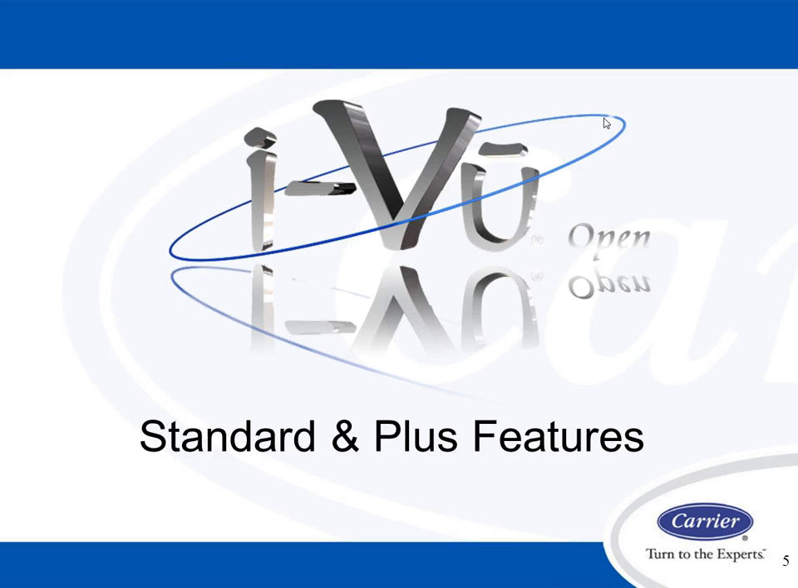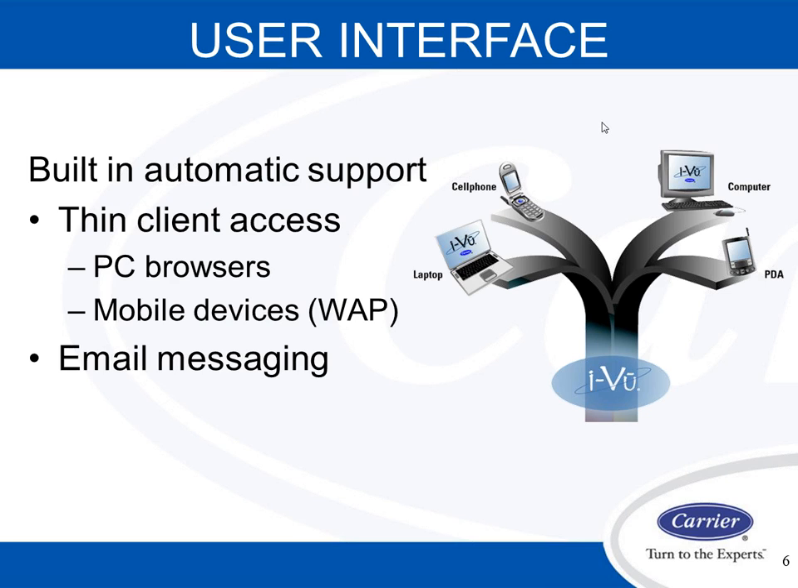So some of the standard and plus features: we give you built-in automatic support, which would be client access that supports web browsers on a variety of devices, including PCs, cell phones, PDAs, and BlackBerries. It gives you full graphical access where appropriate, meaning text-based when portable devices are used. It also gives you the ability to email alarms to mail servers and cell phones, and allows you to efficiently access your data based on where you are and what your function directly is.